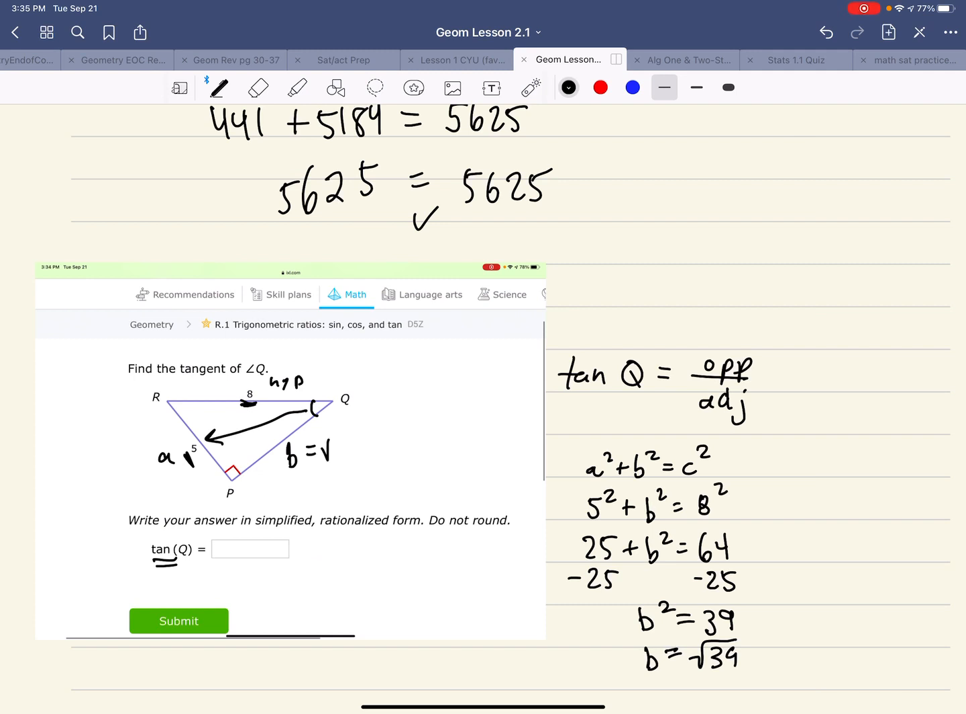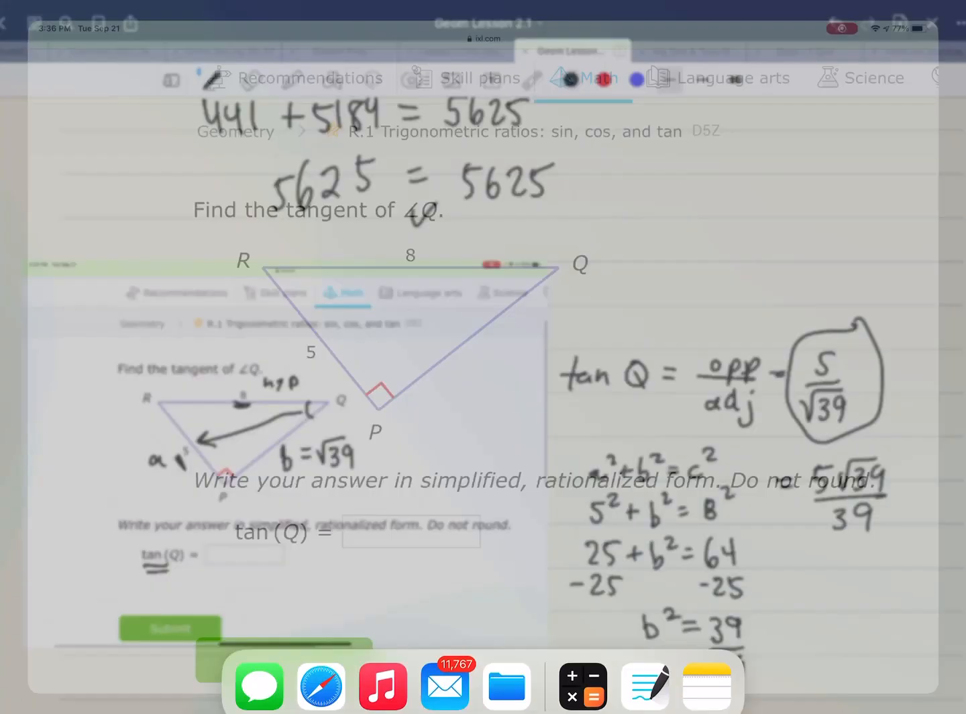And we knew it was going to get tricky, didn't we? So the tangent is opposite over adjacent. Opposite is 5, adjacent is the square root of 39. However, I'd love to put that in there. See how much harder this got? Got a lot harder really fast. I can't because I learned today I have to show it like this. Okay, so 5 times the square root of 39 over 39.